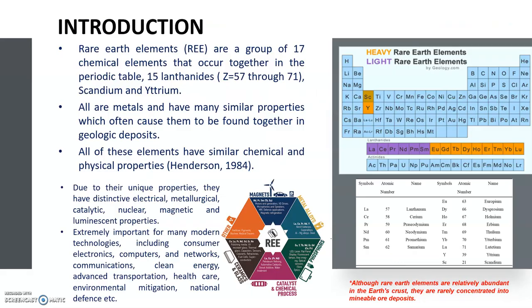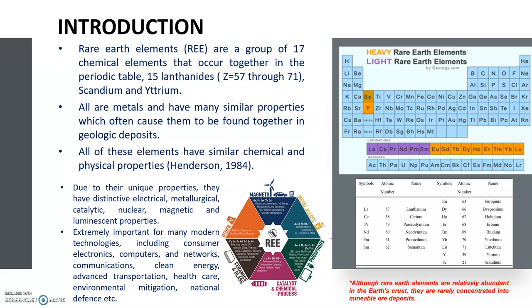So before we go further, I would like to introduce the definition of rare earth elements and also the usage of these elements. So basically, rare earth elements or REE are a set of 17 chemical elements in the periodic table with atomic numbers starting from 57 lanthanum to 71 lutetium, plus scandium and also yttrium. Scandium and yttrium are considered as rare earth elements since they tend to occur in the same ore deposit as lanthanides and display similar chemical properties.